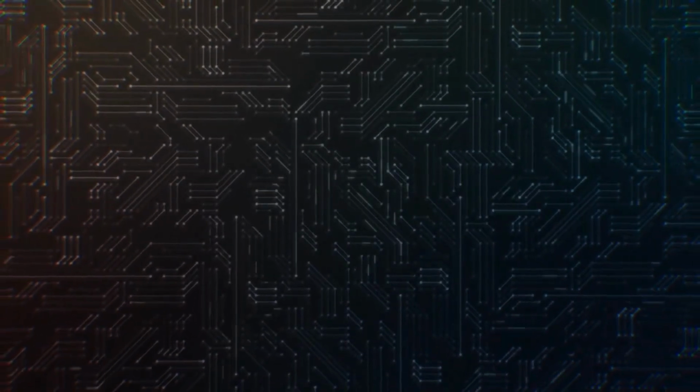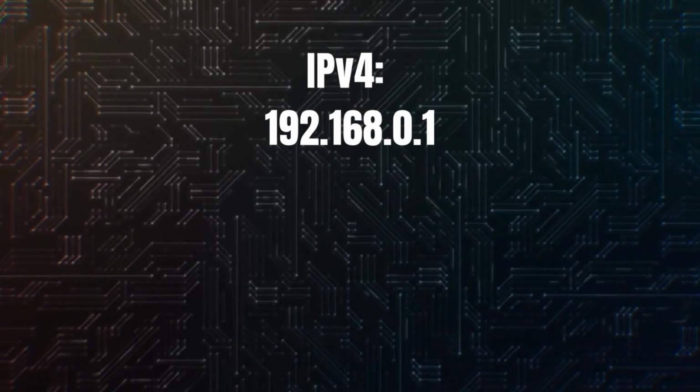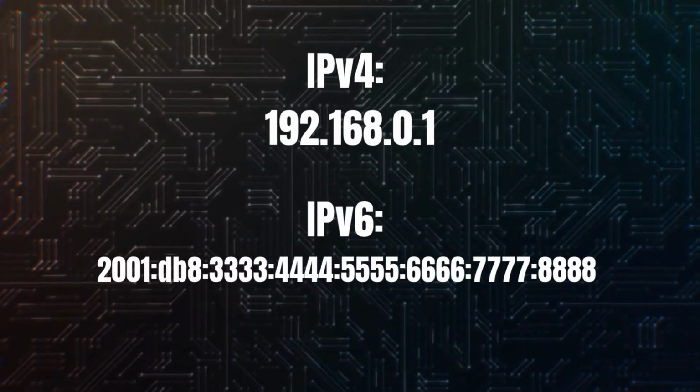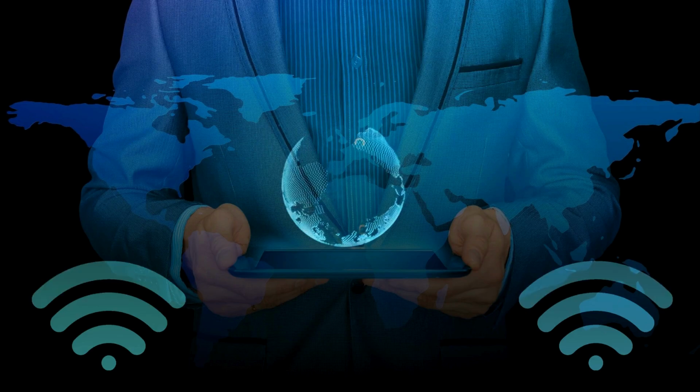IP addresses come in two flavors, IPv4 and IPv6. IPv4 is the OG, but we're running out of those, so IPv6 is stepping in with way more combinations. Think of it as moving from a small-town phone book to a global directory. IPv6 has a much larger address space than IPv4, with 340 sextillion unique IP addresses compared to IPv4's 4.3 billion.